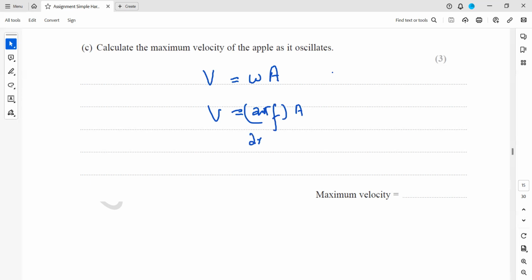So 2 multiplied by pi, which is 3.14, times the frequency 0.625, times the amplitude 0.1. Because the amplitude was given in centimeters, we convert it into meters. When we multiply, we get 0.393 meter per second. That's the speed, the maximum speed at which it will vibrate.